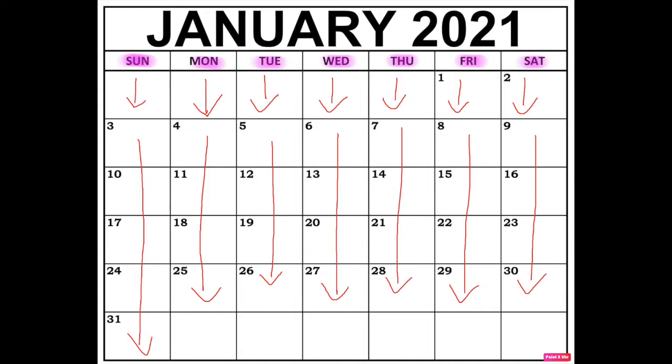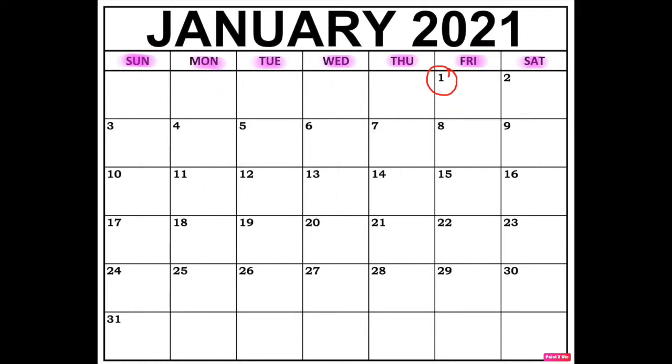And you'll notice that the 1st of January, the first day of the month, starts here on a Friday. You see how we check what day is above the date to know what day it is. So we look from the number 1, which represents the 1st, up here to the word Fri for Friday. So the 1st is on a Friday.